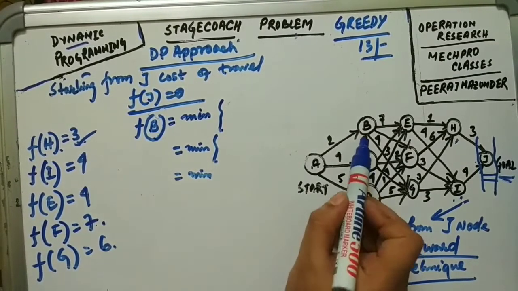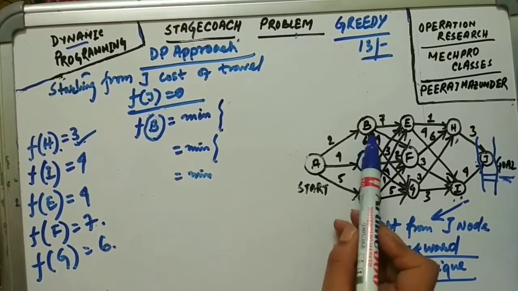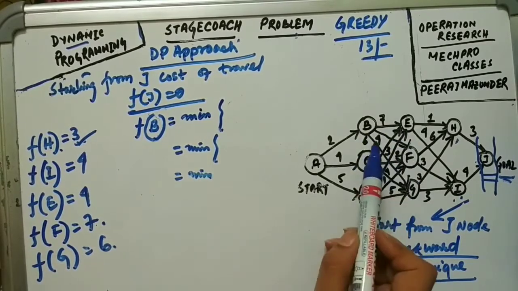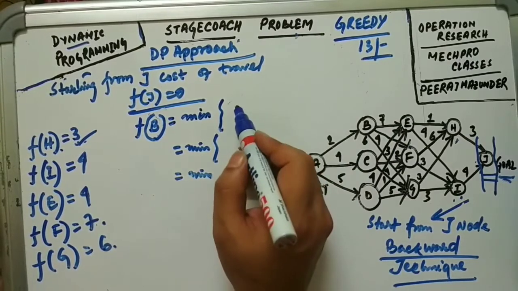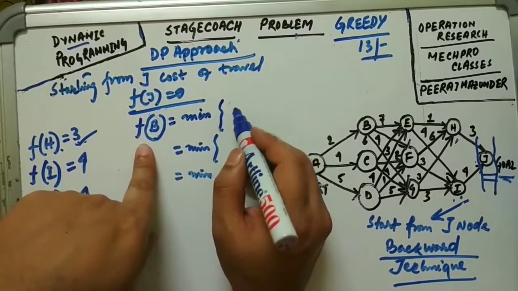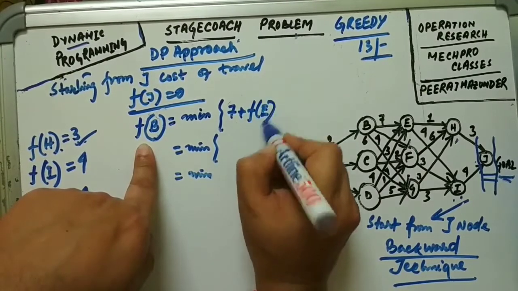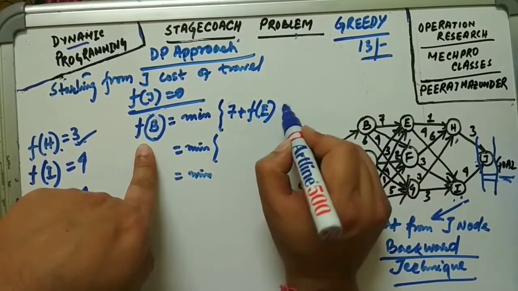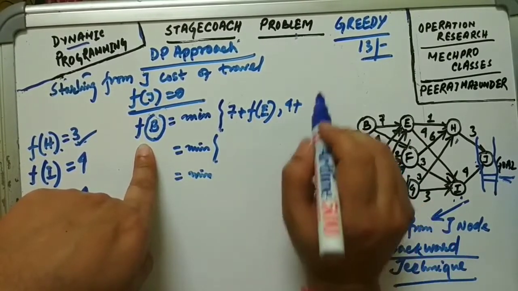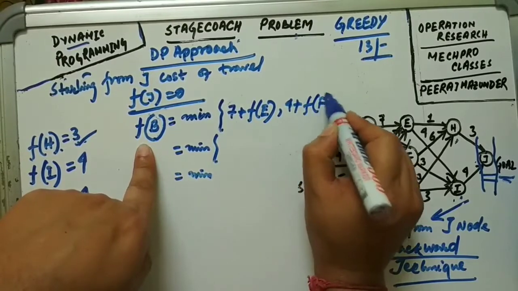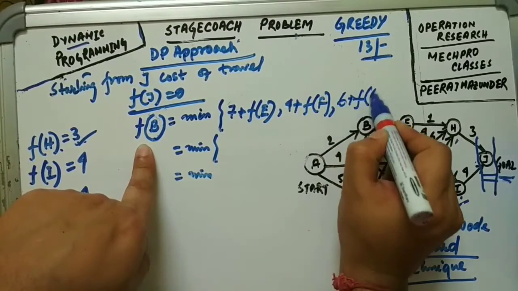Now look for B. We have got 3 alternatives. One is B to E, that is 7, B to F is 4, and B to G, that is 6, given over here. So we'll write for function of B, minimum of 7 plus f of E, comma 4 plus f of F, comma 6 plus f of G.